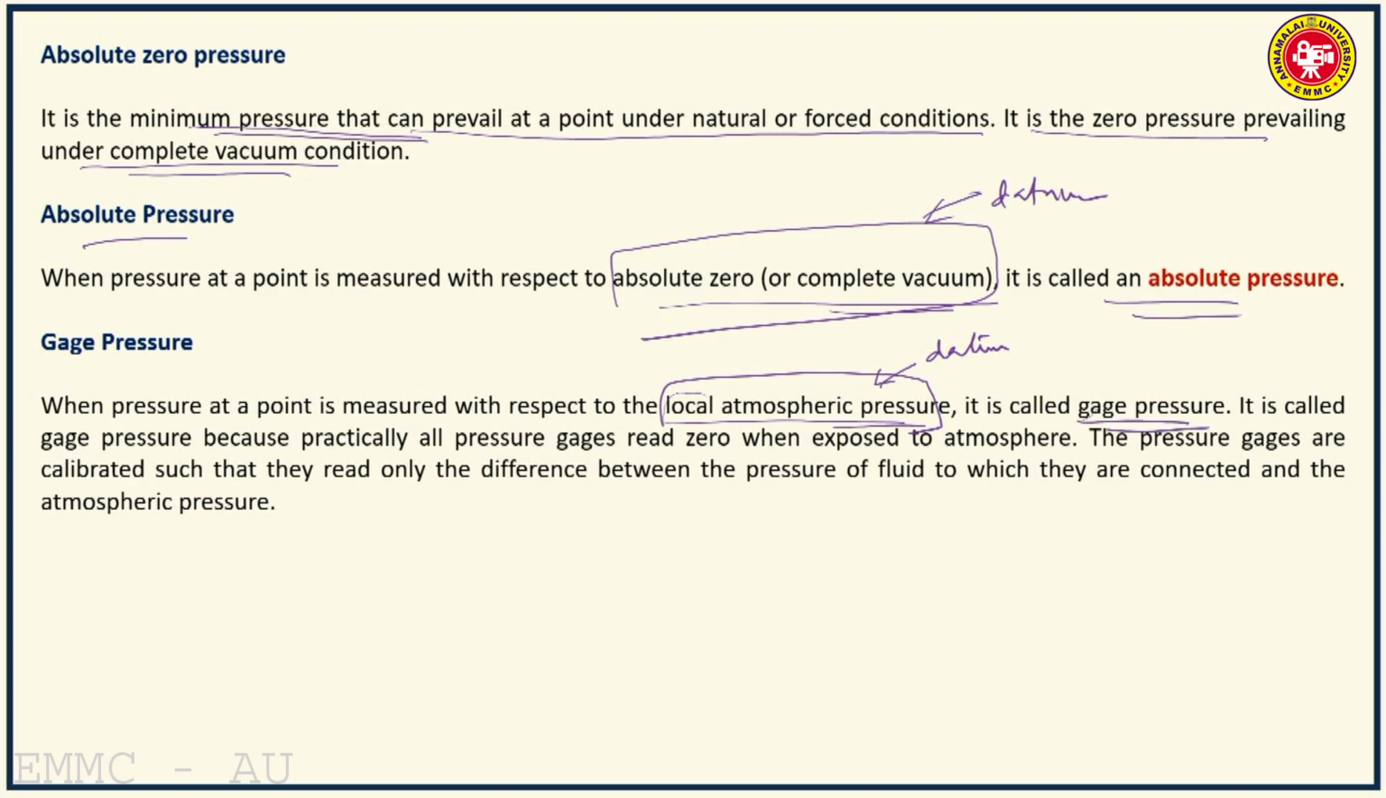It is what all pressure gauges are calibrated to measure. Pressure gauges read 0 normally when exposed to atmosphere. The pressure gauges are calibrated such that they read only the difference between the pressure of the fluid to which they are connected and the atmospheric pressure. So atmospheric pressure is read as 0 by these pressure gauges. They are calibrated in such a fashion. And that is why the pressure measured by pressure gauges is called gauge pressure.